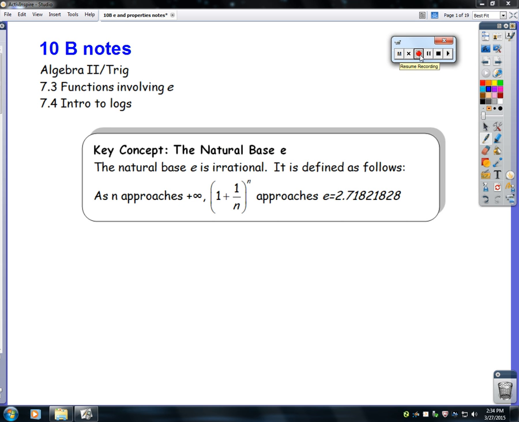All right, these are notes 10b. We're going to be looking at functions involving e, and we're going to look at log properties.